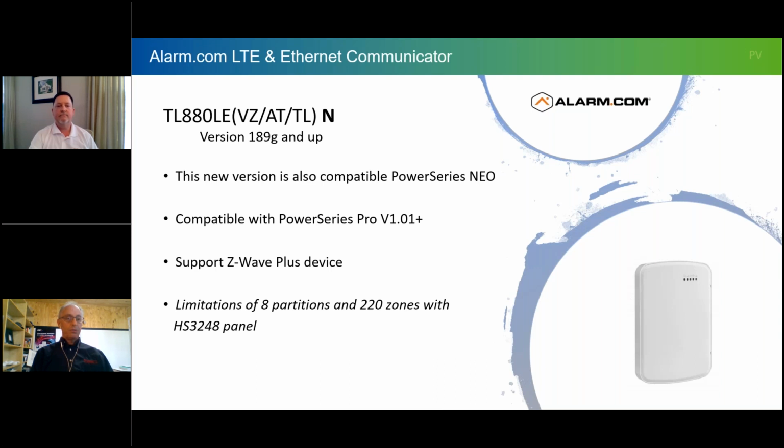Also, the other cell option would be to go with our TL880LE, which is the alarm.com communicator. As we could see in the poll questions, there are many of you that are using alarm.com. So that's the same communicator. Just be sure that you have the latest version of the communicator, so version 189G and up. I think we're at 191A as of today. So it's the same radio as Neo, compatible with the Pro. Well, with the Pro, we're at version 1.3 right now, so we're good to go.